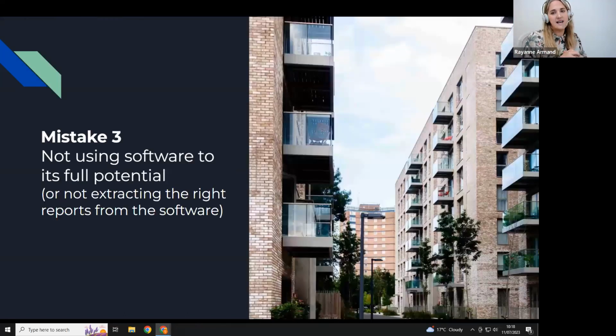Okay, mistake number 3 that I want to touch on is not using the software you have to its full potential. I generally see that managing agents are using good pieces of software, but they're often not using it to its full potential, or at the last hurdle, they've used it well all year, but they just don't extract the right reports from the software. And that's also a very common mistake I see. So let's go through this.